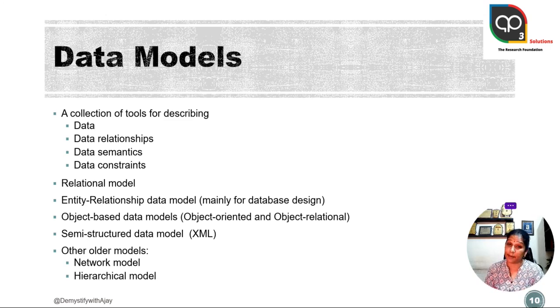Next comes the object-based model, which is used in complex applications where data has behavior and identity, such as multimedia systems. And of course, semi-structured models like XML or JSON, which are used in web services, where flexibility is essential. And dear friends, earlier the hierarchical and network models were used, which imposed rigid relationships. Modern systems prefer flexible, expressive models for broader applications.